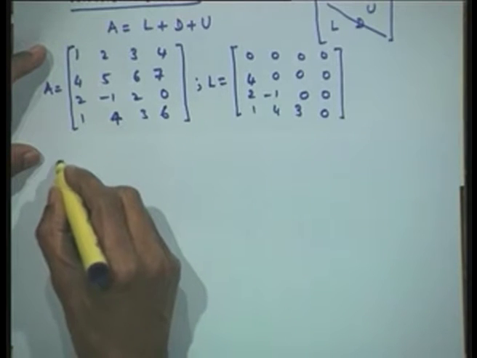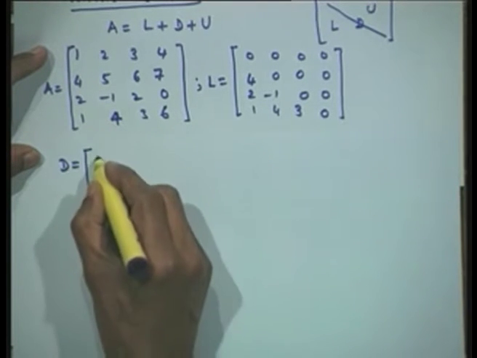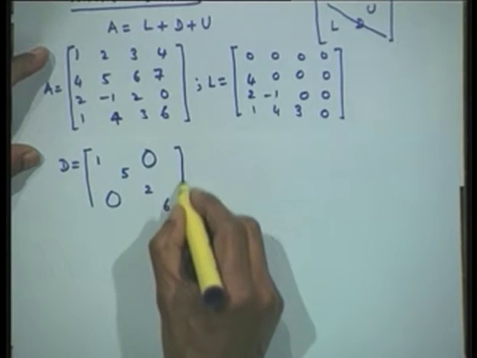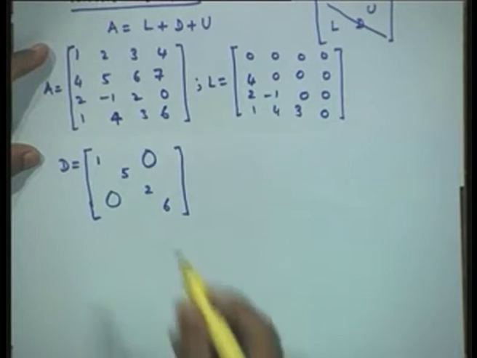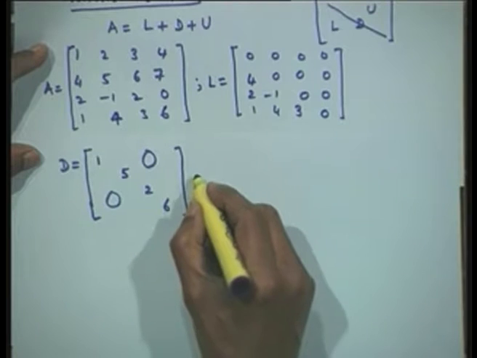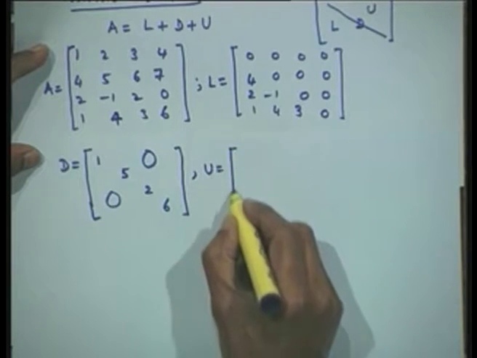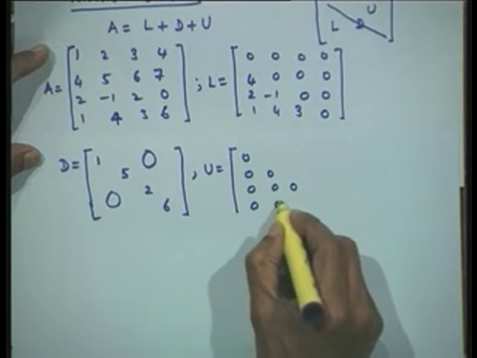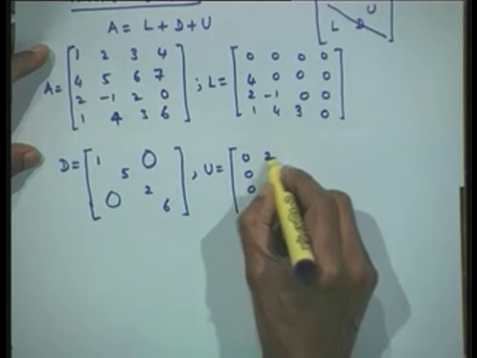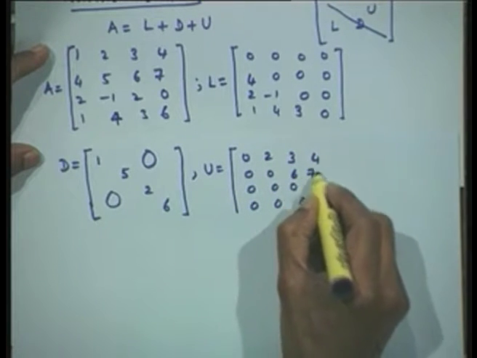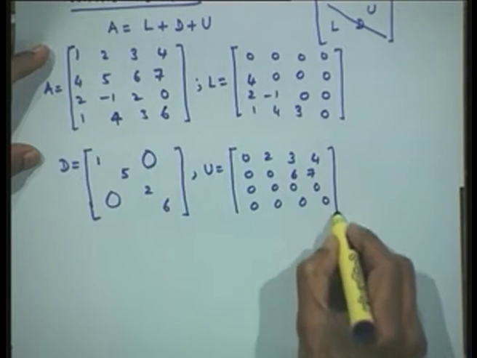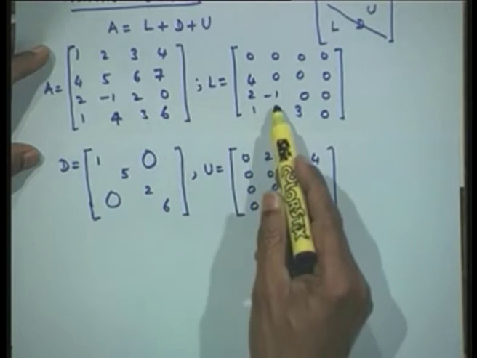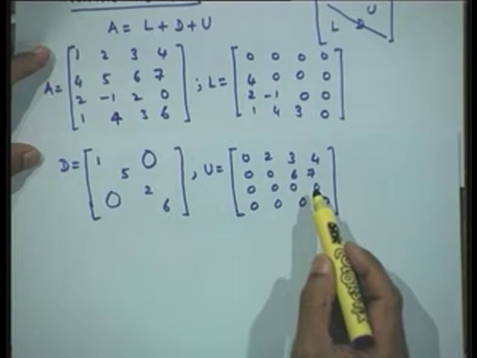Now, D is simply the diagonal part of the matrix. So, it will be simply 1 5 2 6. This will be the diagonal matrix, and U is the remaining upper triangular part. Here we will have all zeros in the lower triangular part including the diagonal, and this part is 2 3 4 6 7, and of course, here it is also 0. This is the breakup I would like to take for the given matrix: strictly lower triangular part, the diagonal part, and strictly upper triangular part.